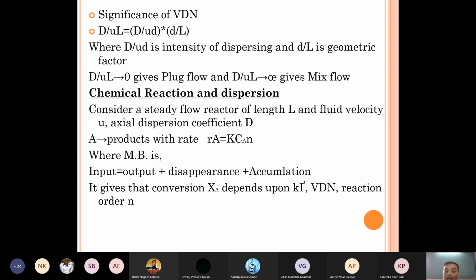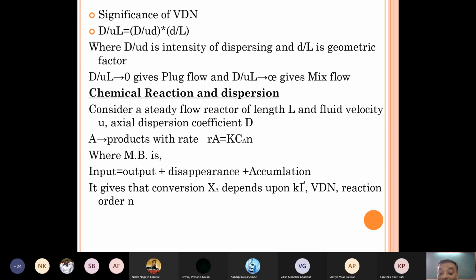Okay, and in this topic we have a derivation. After this theoretical part, in the same topic one derivation is there. That derivation I will solve with the help of chalk and board. But before that, some theory is there. That theory I will cover with the PPT. So what is the topic's name? Chemical reaction and dispersion.